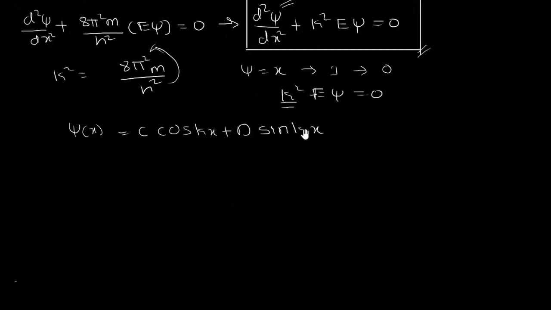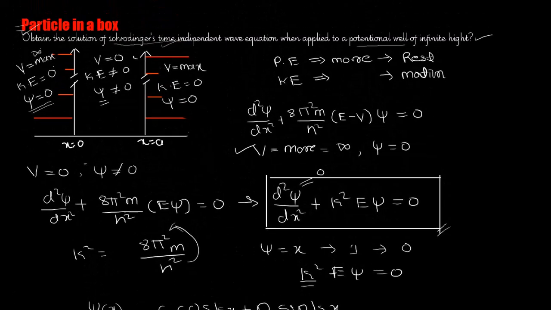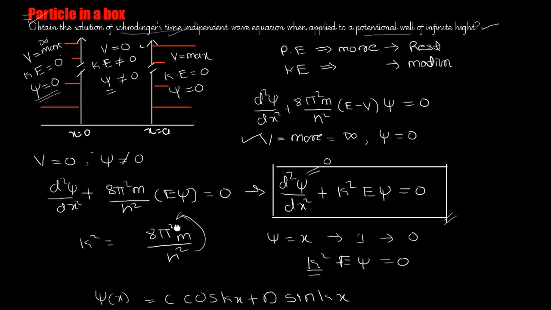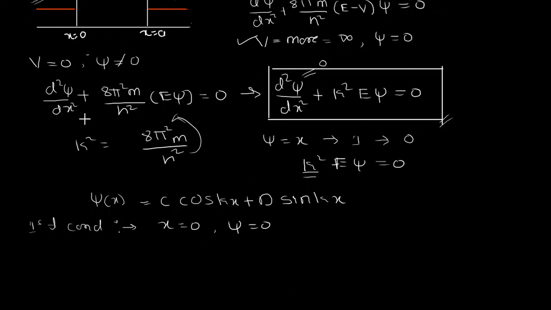Before we apply the x values, let's see here. There are two x values: x equals 0 and x equals a. At x equals 0, psi equals 0, and at x equals a, psi equals 0. So let's apply the first condition, x equals 0 and psi equals 0, in this equation. Cos 0 becomes 1 and sin 0 becomes 0. So psi of x equals 0 gives 0 equals c plus 0. The ultimate result is c equals 0.